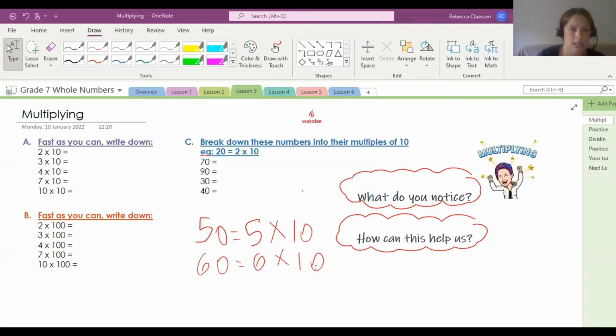So for number C, are we supposed to calculate it or just write the answer? No, you're just going to write the answer like I've done over here for you. Like we did here, we said 50 is equal to 5 times 10. For A and B, should you just write the 2 times 10 and then your answer? Yes, please. 2 times 10 equals and the answer.